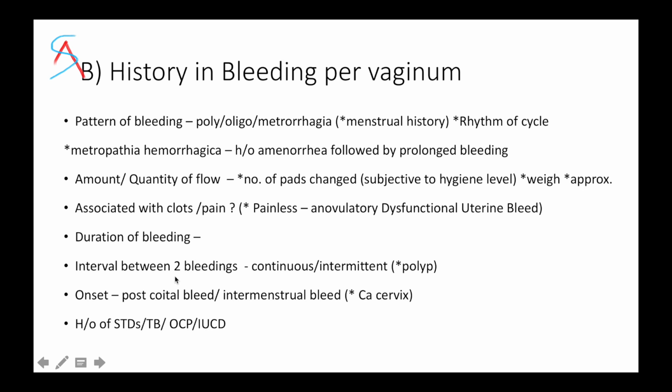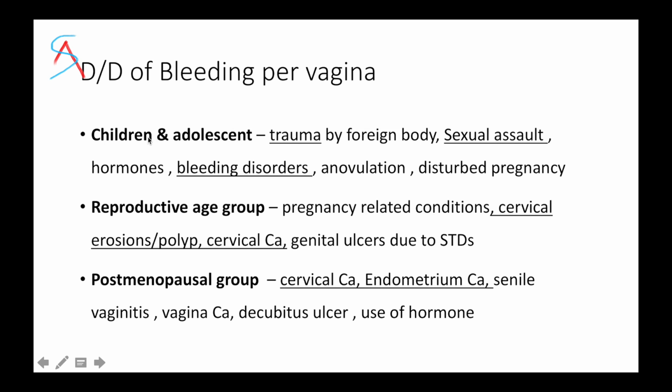Then ask about the duration, what is the interval, continuous or intermittent, as would be there in polyps. Cervical carcinoma can have continuous bleed, postcoital bleed, intramenstrual bleed. Ask about any history of sexually transmitted disease, tuberculosis, OCP or IUCD, because these all can result in bleeding per vaginum. If the age of the patient is among children or adolescents, then it could be trauma, sexual assault or bleeding disorders. If the age is reproductive age, then it could be cervical erosion, polyp or cervical carcinoma, or postmenopausal cervical carcinoma or endometrium carcinoma.